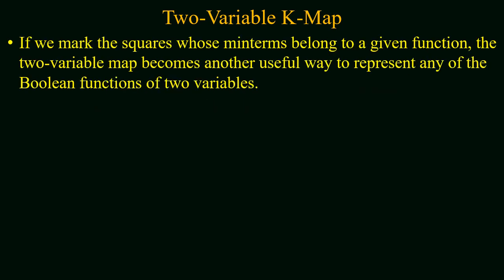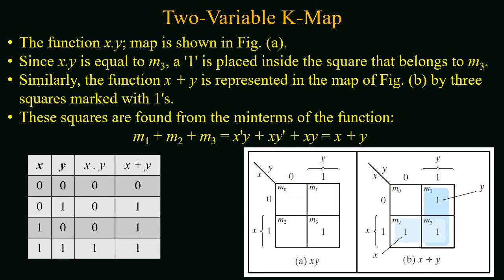Now if we mark the squares whose minterms belong to a given function, the two variable map becomes another useful way to represent any Boolean function of two variables. Now, consider the function x dot y whose map is shown in figure A. We know that the x dot y function is equal to 1 if x and y both have a value of 1. And on the kmap, this can be represented through minterm m3. So for this, a 1 is placed inside minterm m3.